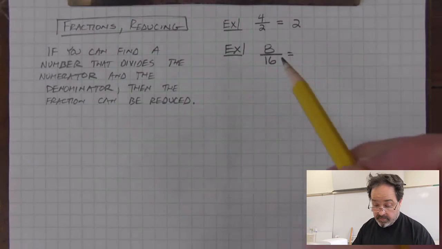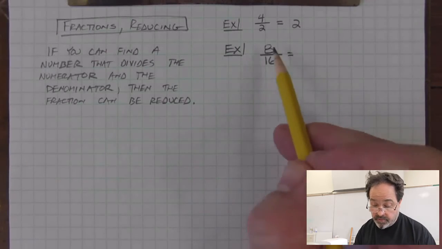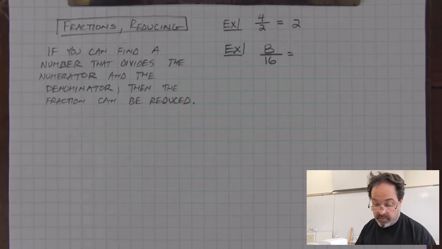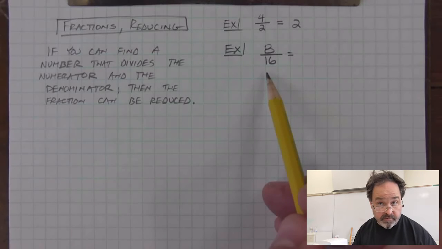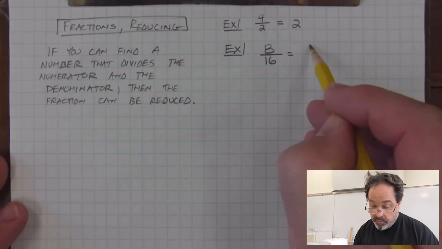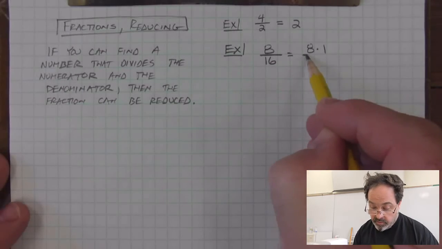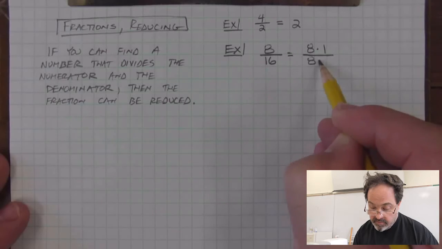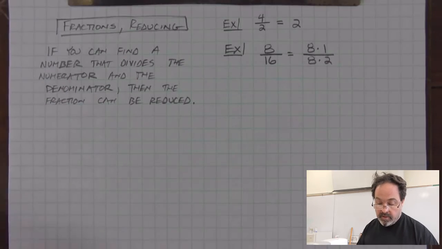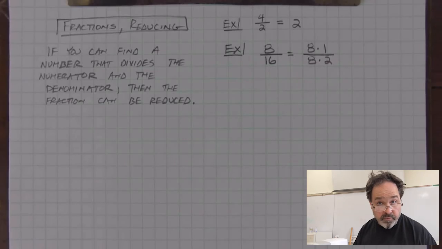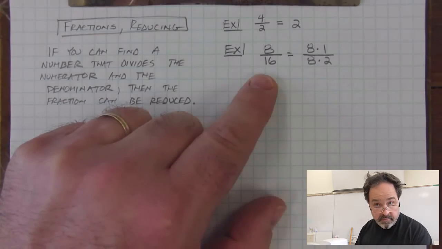Let's see this happen with the fraction 8 over 16. 8 divides the numerator 8, and 8 divides the denominator of 16. We know because we can write 8 as 8 times 1, and we can write 16 as 8 times 2. 8 is the number that divides both the numerator and denominator in this case.